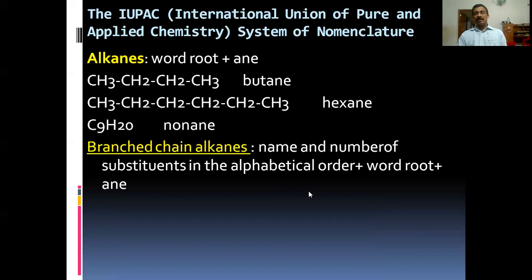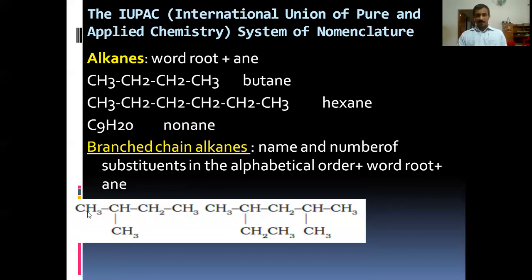Now the branched chain alkanes: name and number of substituents in alphabetical order, plus word root, plus ane. First you have to find out the substituents. The side chains are considered as substituents. So find out the substituents, name them, and count the number of side chains, and based on it you write the names of the substituents first, plus word root, plus ane. An example. It is the compound CH3CHCH3CH2CH3CH3CHCH2CH3CH2CHCH3CH3.